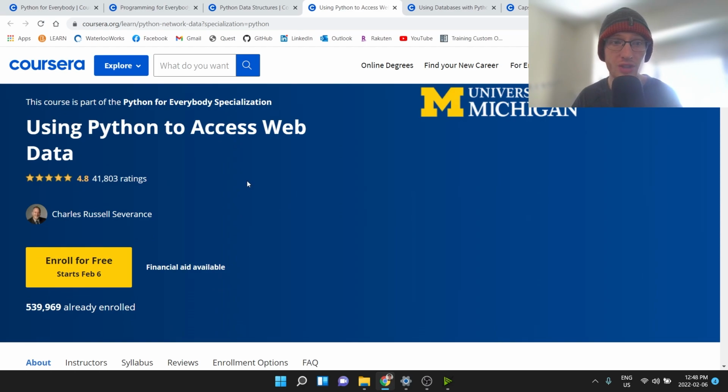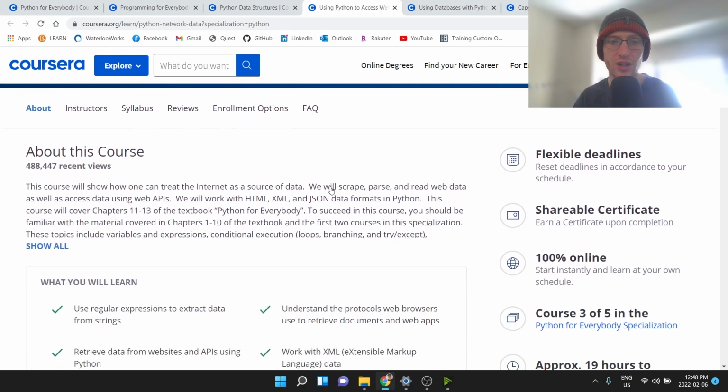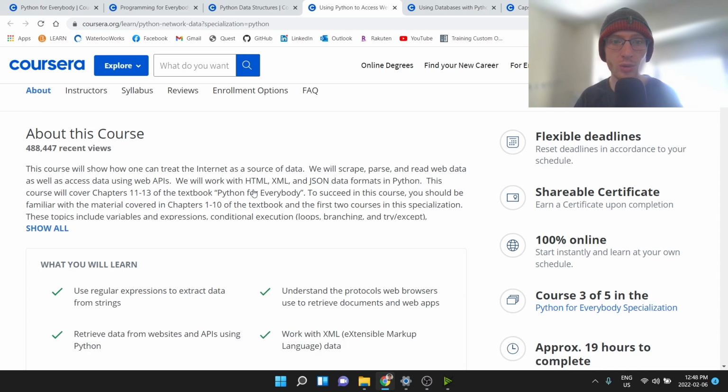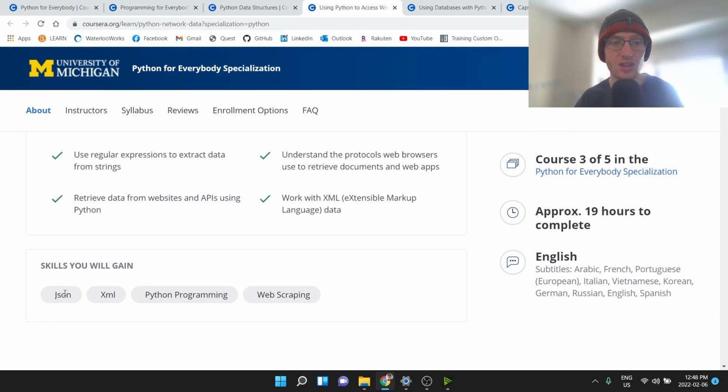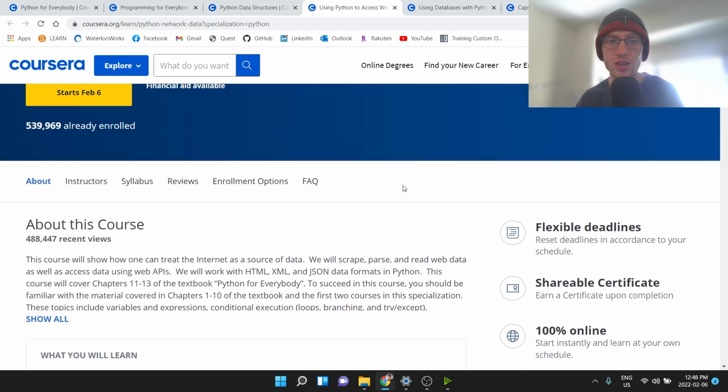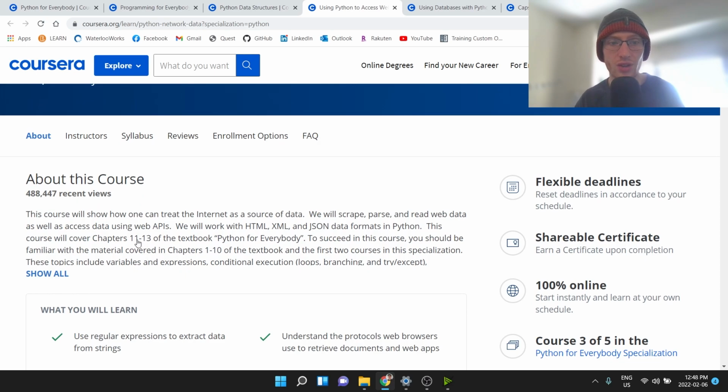Using Python to access web data. Okay, so this is a very, very interesting choice here for a third course. It's probably not what I would have done, but that does not at all mean it's a bad decision. Here, we will work with HTML, XML, and JSON data formats in Python. Okay, so regular expressions, use APIs, and understand protocols, web browsers, and XML. There's a lot of different things here that isn't really about what Python is. Python is a programming language to do things, but these are some of the things that you often end up working with in any sort of programming language. You often make or read XML files. I saw JSON earlier, you use that a lot. So it's an interesting choice for the third one. As you can see here, it covers chapters 11 to 13 in this textbook.